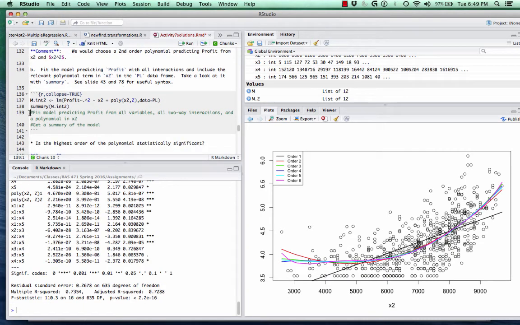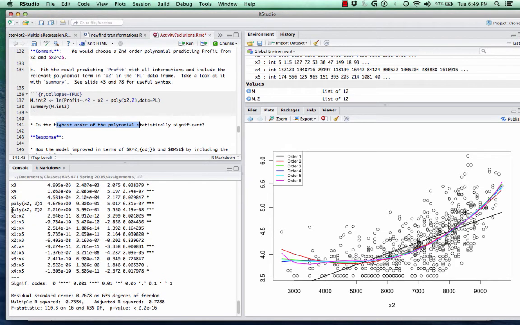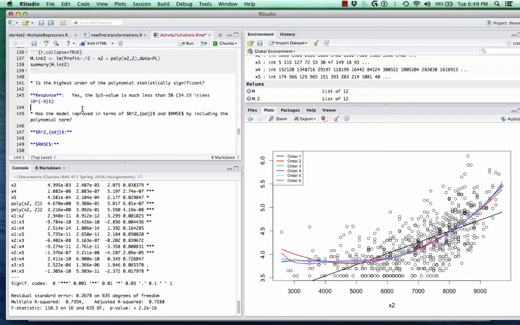Okay, so some follow-up questions. Is the highest order of the polynomial statistically significant? Highest order means the highest power of that predictor that appears. And so we look at the poly x2 squared term, and we see that, yep, sure is. Yes, the p-value is much less than 5%. In fact, it's 4.19 times 10 to the minus 8 power, way below 0.05.